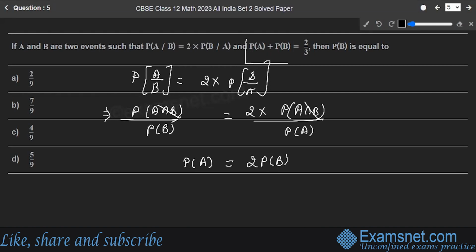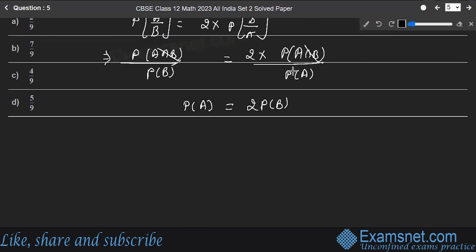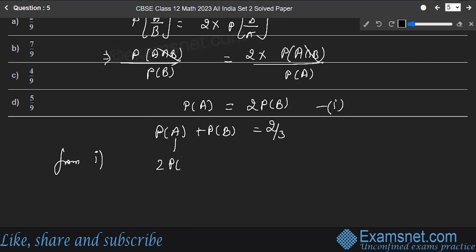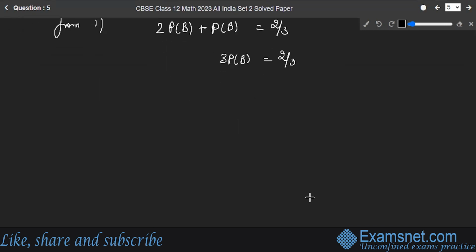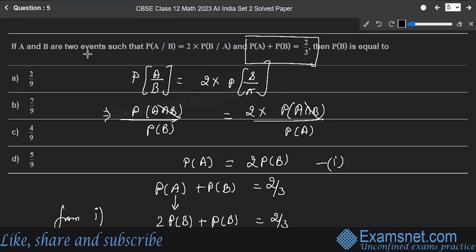Now also you are given that P(A) plus P(B) is 2 by 3. Probability of event A plus event B is equal to 2 by 3. Let's say this is equation 1. So now from 1, filling the value, 2P(B) plus P(B) is equal to 2 by 3, or 3P(B) is equal to 2 by 3. That gives you probability of event B equal to 2 by 9. That is your option A.